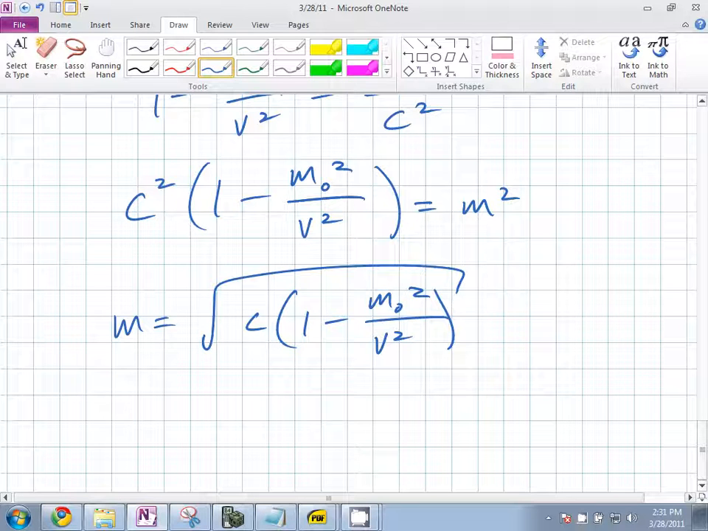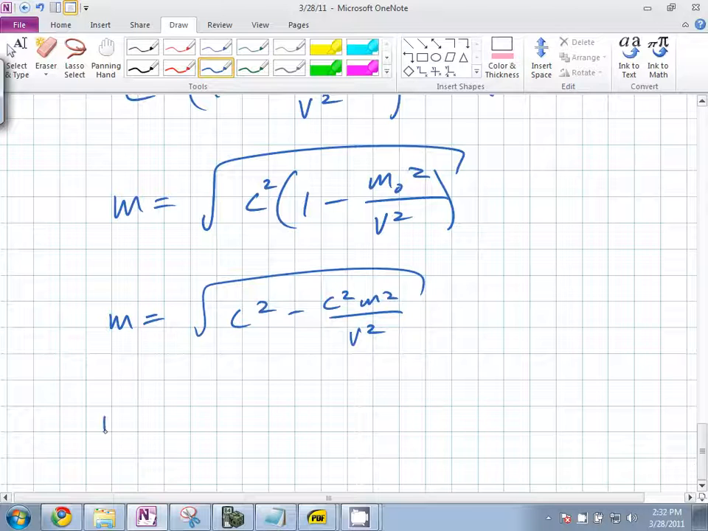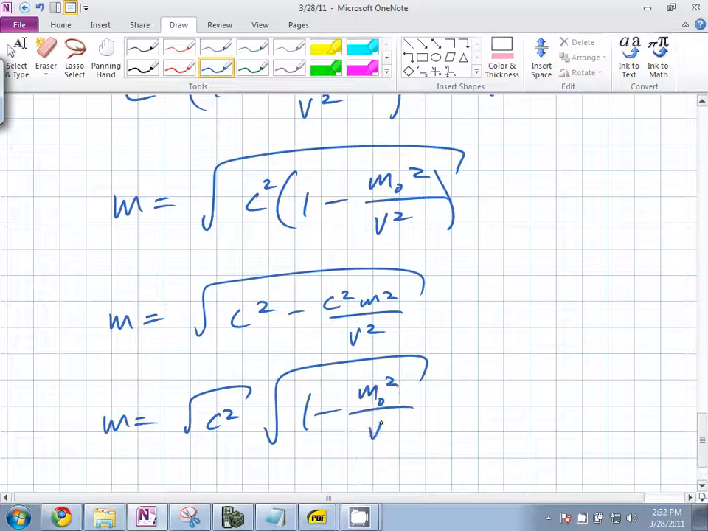Okay, is there a way to simplify this a little bit? Yeah, you could clean it up a little bit. Here, I'll show you the best way to clean it up. You could get c squared minus c squared m naught squared over v squared. You could multiply it in if you wanted to, or you could write it as m is equal to the square root of c squared times 1 minus m naught squared over v squared, which is m is equal to the speed of light times.